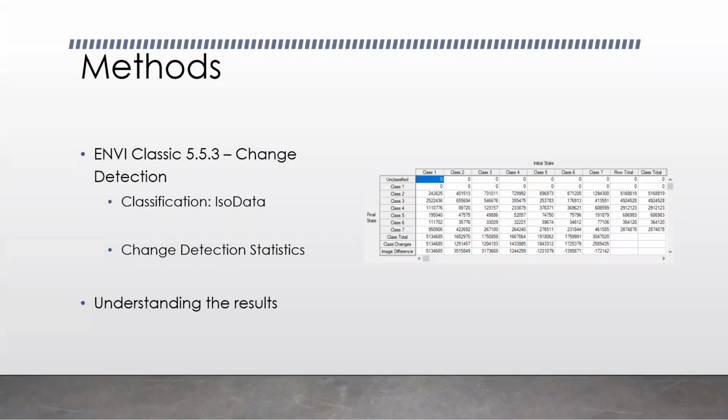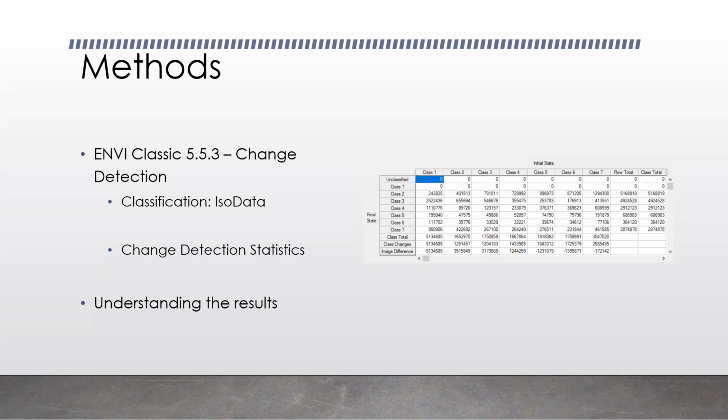Methods. We are using ENVI Classic 5.5.3 and then we are running their change detection. Again, we are using the ISODATA classification and it is an unsupervised classification. And then we use that data to run the change detection statistics.